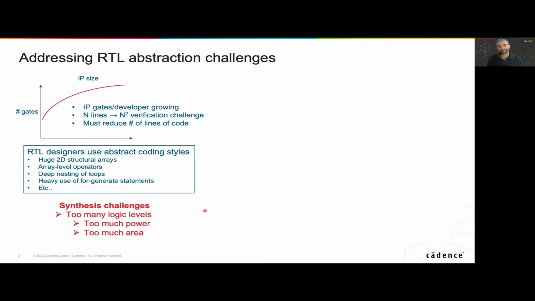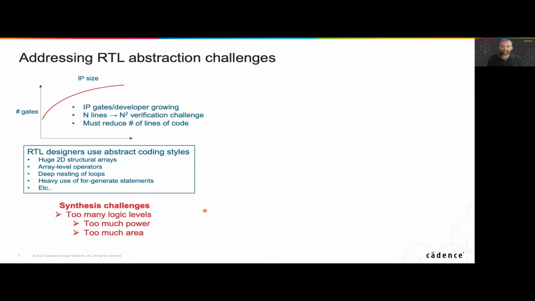One of the trends that we see in the industry is that RTL is becoming more and more like software. Of course we have the C-level, high-level synthesis kind of paradigm, but even with SystemVerilog, the kind of RTL engineers are writing today is very different from the ultra-optimized RTL that we would have seen a few years back. The size of the IP is growing, so the IP gates per developer is exponentially growing.